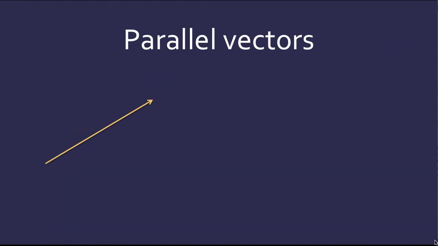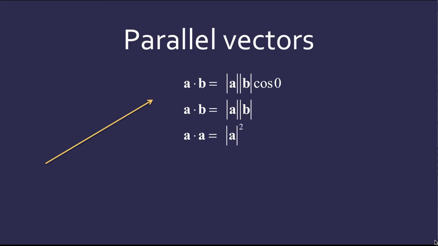We now need to consider what happens to the dot product of parallel vectors. With parallel vectors, the angle between the two must be 0. Since the cosine of 0 is 1, then the dot product of A and B will simply be the product of their respective magnitudes. In particular, this means that the dot product of a vector with itself, A dot A, will be the magnitude of A squared.